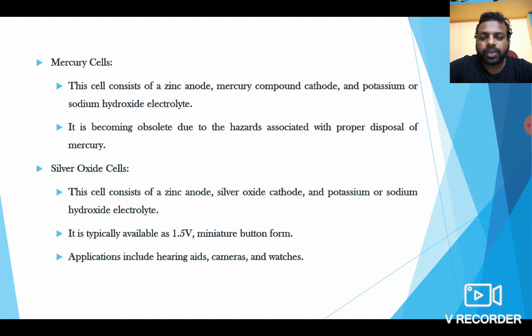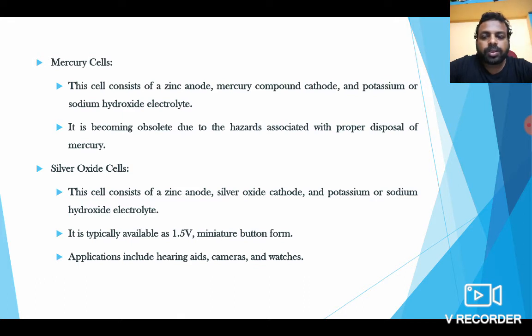And it is becoming obsolete due to hazards associated with the proper disposal of mercury. So it has one important drawback. The mercury is a very harmful material. So when you dispose the battery after draining, you have to give some effort to the disposal of the mercury material. So it is one of the drawbacks when you are using a mercury cell as a battery.